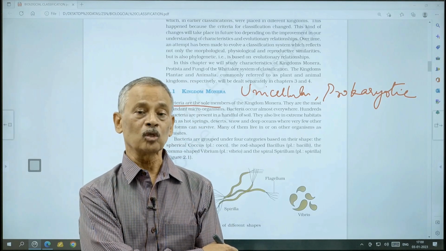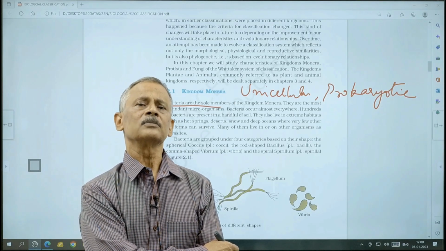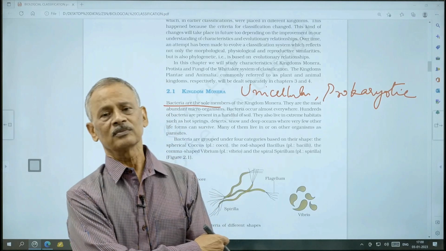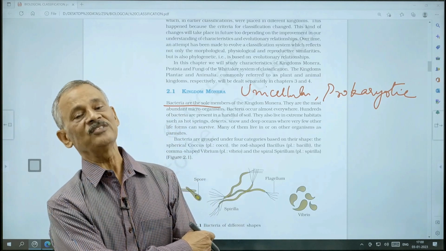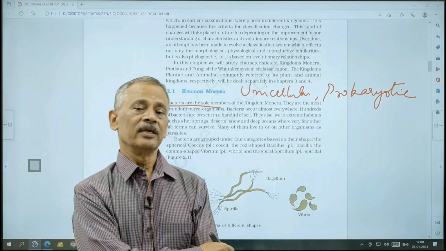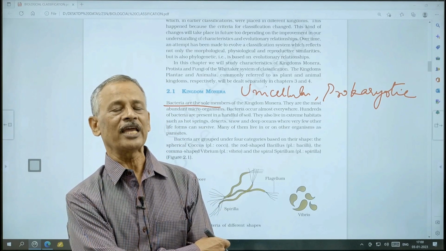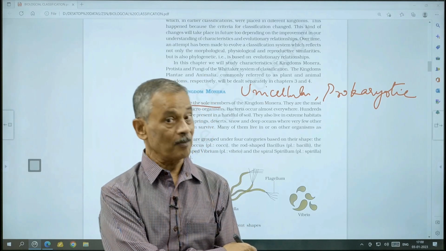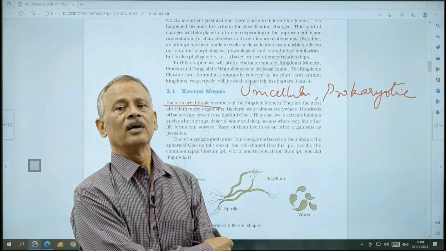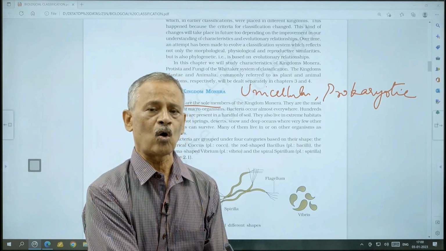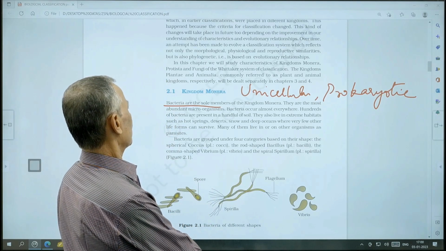They live on both plant and animal bodies as parasites. Some of them are saprotrophs. They are doing a very valuable job of recycling of minerals. They cause the decay of dead bodies, converting them back into simple inorganic minerals, so they act as decomposers. And many of them live as heterotrophs on others. Most of them are heterotrophs.